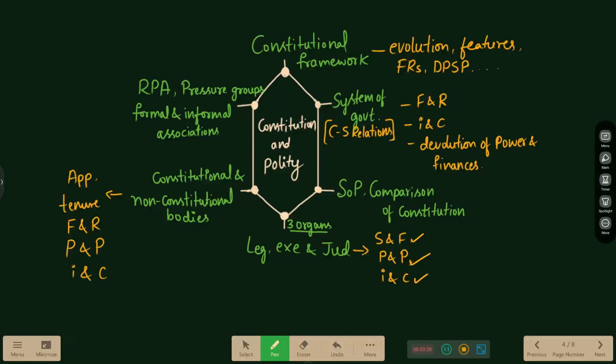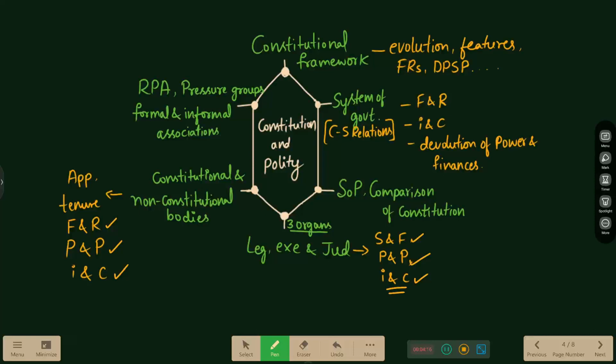And also remedies or solutions or recommendations of various bodies or committees to overcome these issues and challenges you need to study. Then the 5th dimension is constitutional and non-constitutional bodies. Here you need to study their appointment, tenure, functions and responsibilities, powers and privileges, issues and challenges, and also various recommendations to overcome these issues and challenges.